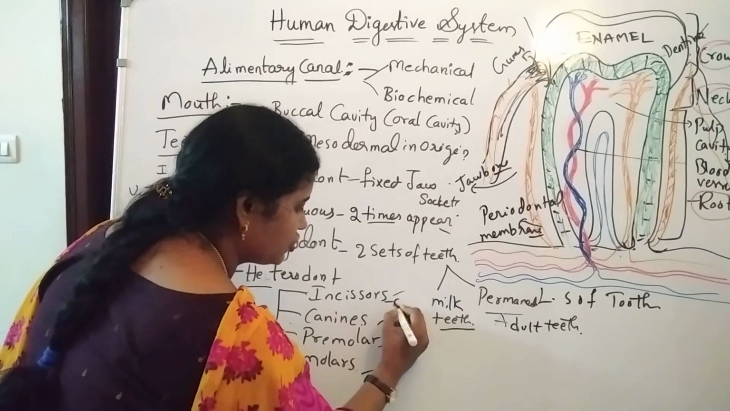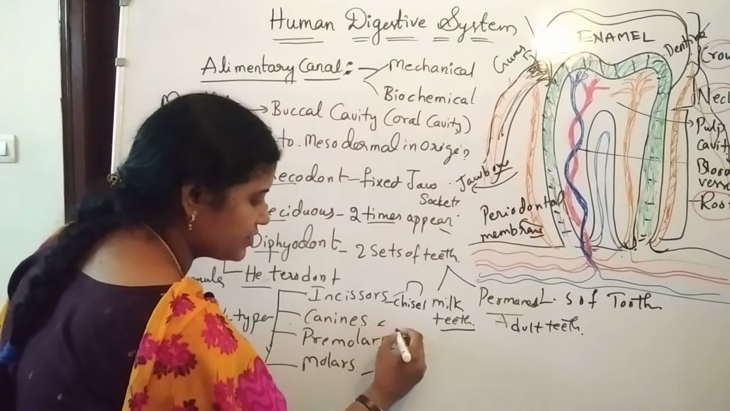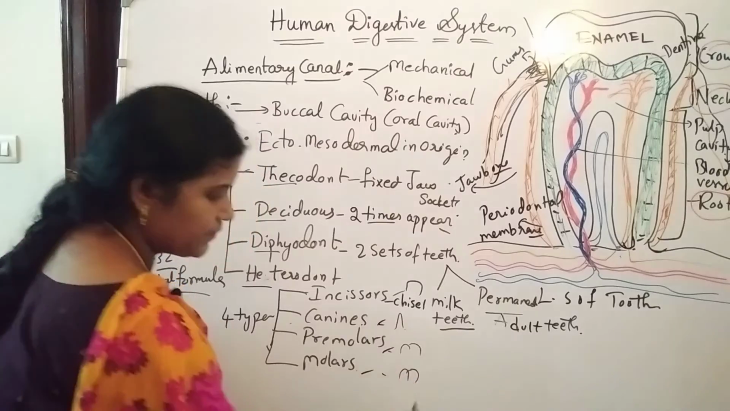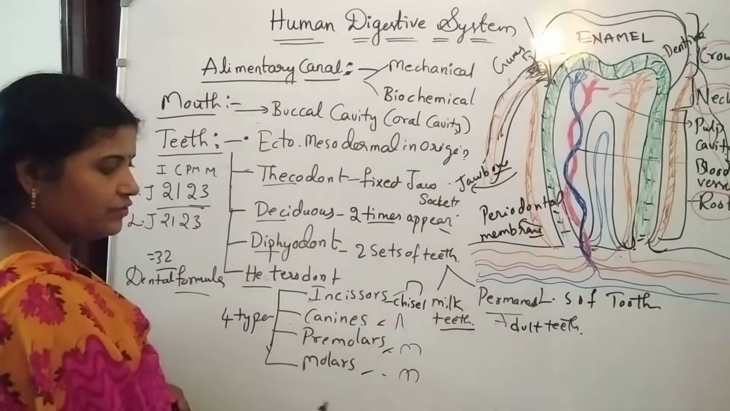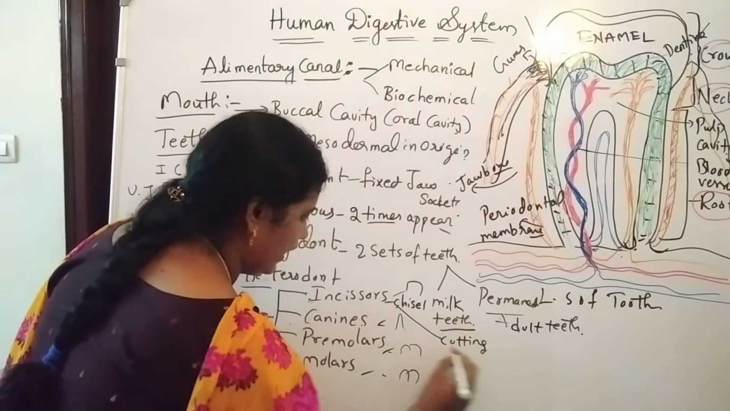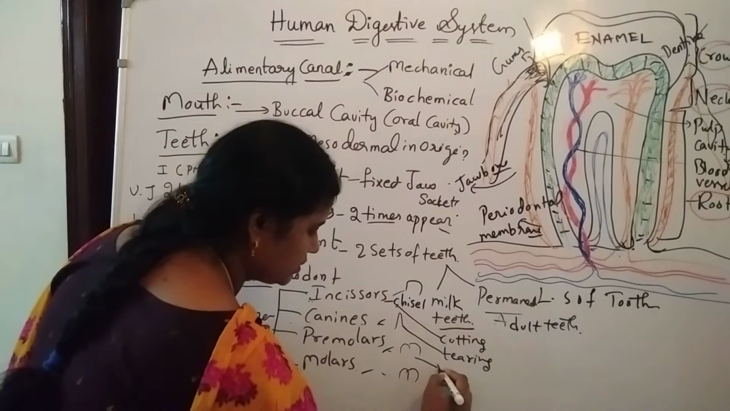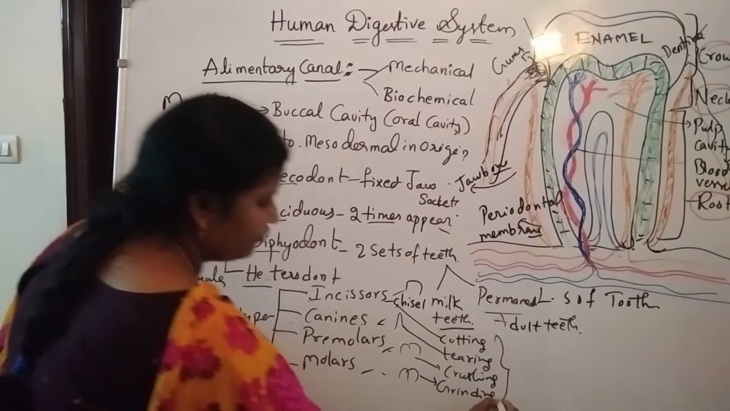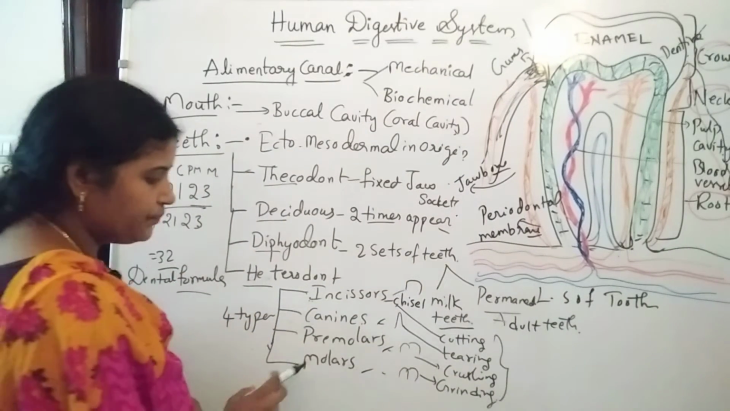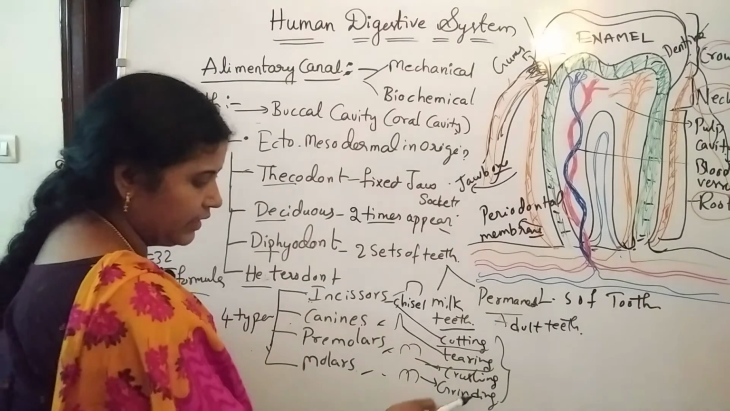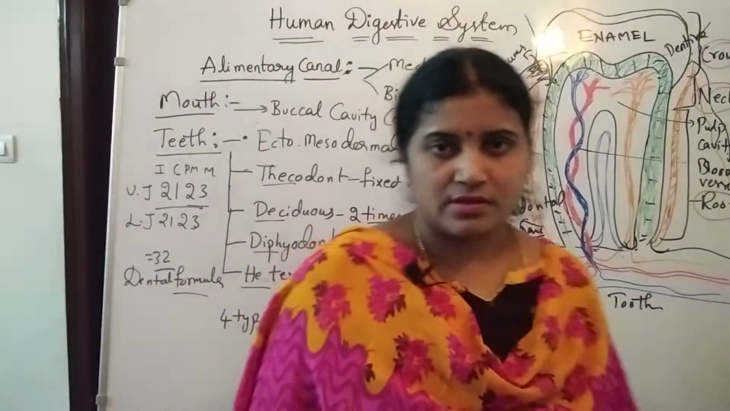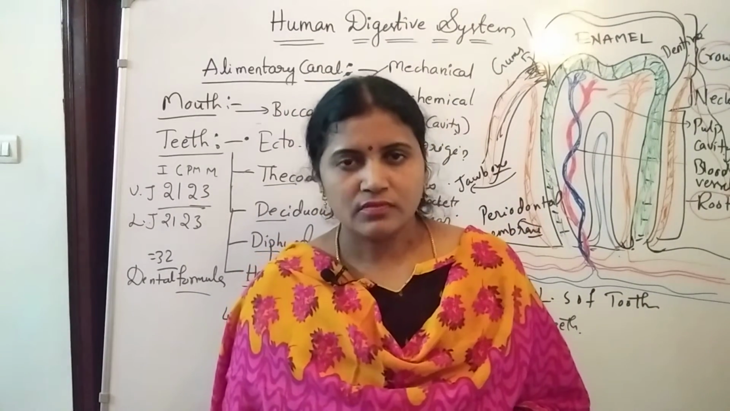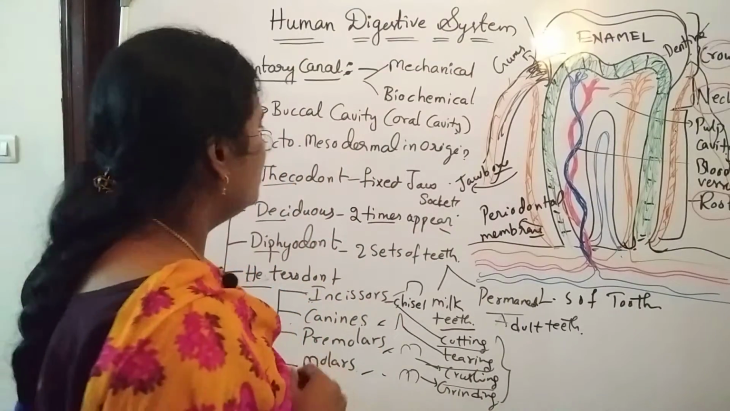Incisors are chisel shaped. Canines have pointed tips. Premolars have cusp shapes, and here completely 2 cusps appear. So what is the main function of incisors? Cutting. And canines, tearing. Premolars, crushing, and molars, grinding. So these are the main 4 functions performed by the teeth. After grinding the food substances, it is properly mixed with the saliva with the help of the tongue, and then swallowed into the esophagus. So these are the basic points about the teeth. So take the screenshot.